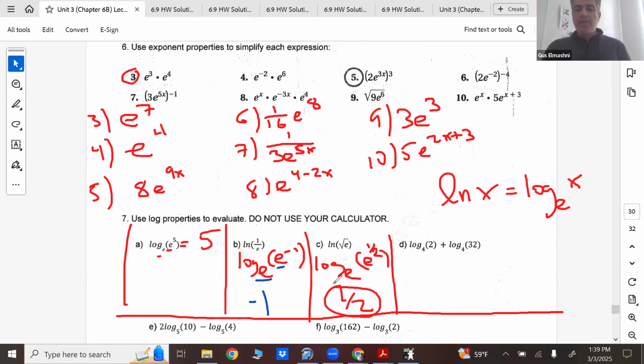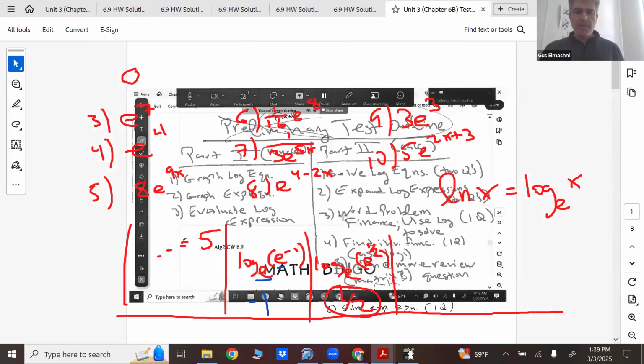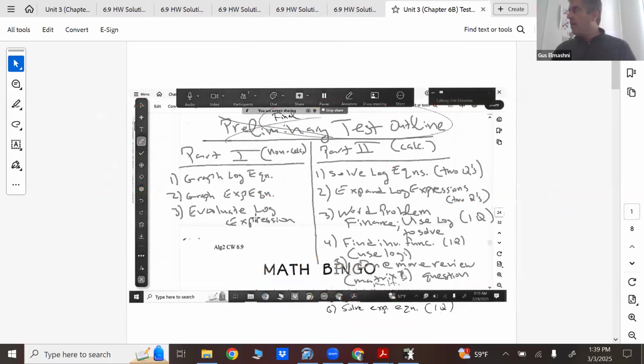Okay. So enough with the e. Let's talk about other stuff. Now D, E, F. This is very important, because I'm going to ask this on our test. So going back to the outline again for the test. Let me clear the screen for a moment. Okay, on the outline for the test.